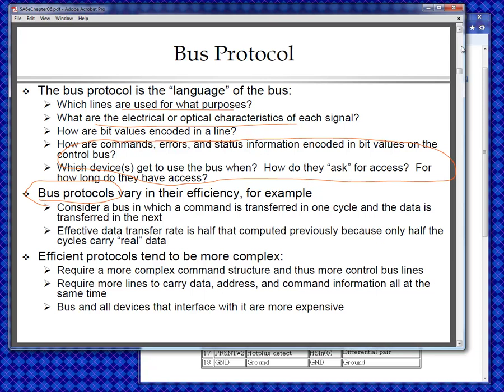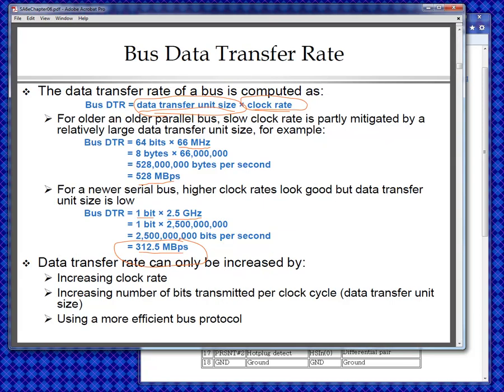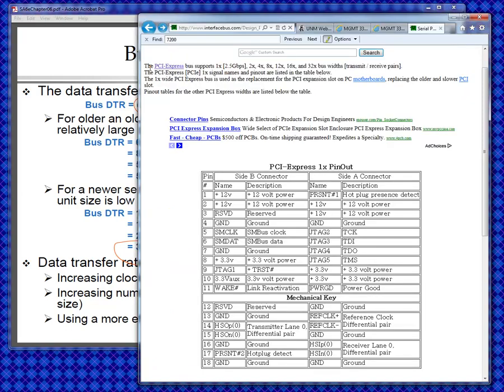So backing up for a minute, even though in theory the data transfer rate, say we're dealing with this bus here, is 528 megabytes per second, with that one command then one data transfer sort of bus protocol, effectively we've cut this rate in half, because half of this capacity is being used to carry commands, the other half is being used to carry data.